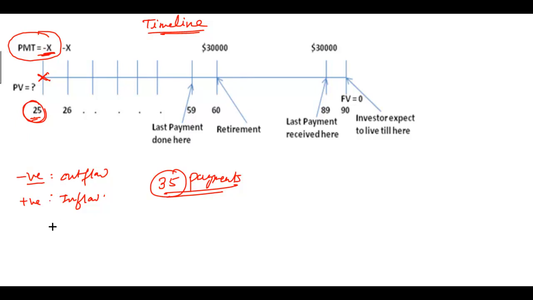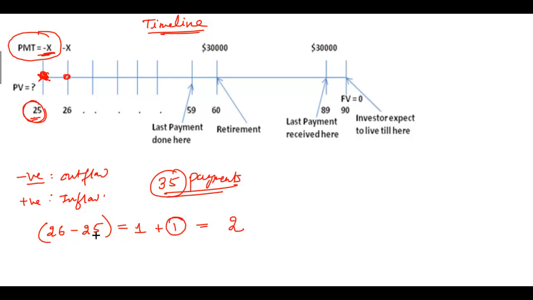So he is depositing at 26 and at 25 also. So 26 minus 25 is how much? It is 1. But how many payments has he made? He has made one payment over here, and two payments over here. So he has actually made two payments, so we will have to add one payment.